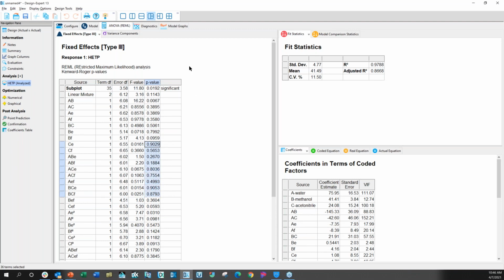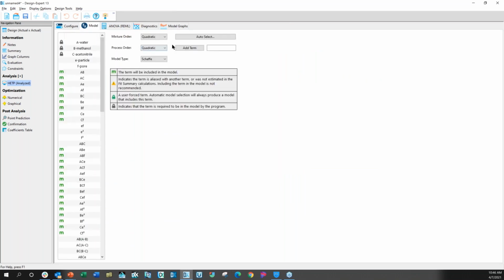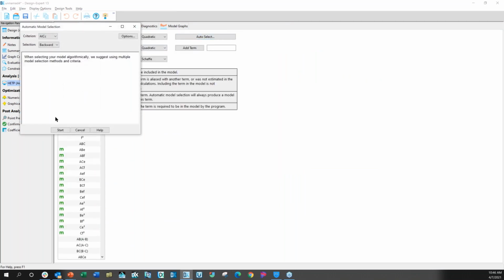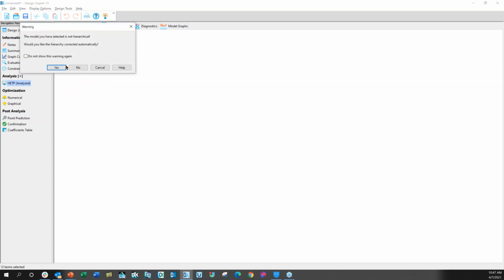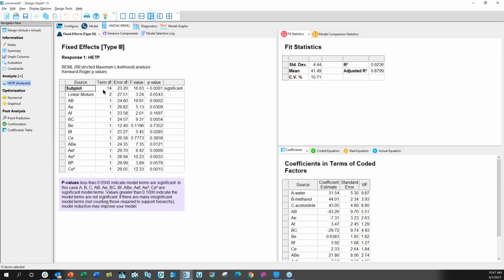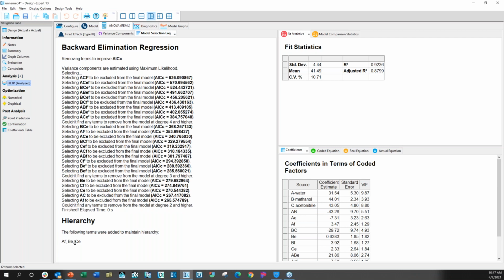So we'd probably want to reduce this model. And you do this just like you would any other model. I like to use AICc and I like to use backward, so that's what I'll use. You could use another method or several methods and compare the models. In this case, they all come out pretty much the same. Okay, so we accept this. We say yes to hierarchy. Now you get a much smaller model, where the terms are significant for the most part. There's a couple terms that aren't significant, and we can see those are terms A, F, B, E, and C, E that were added to maintain hierarchy.